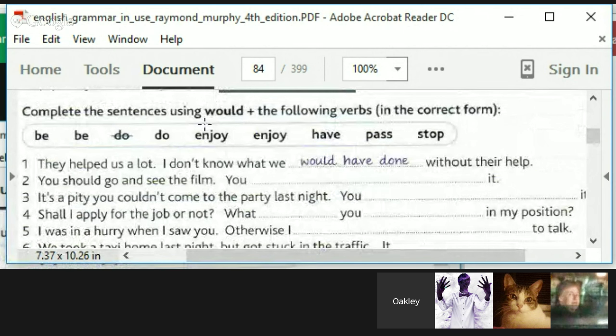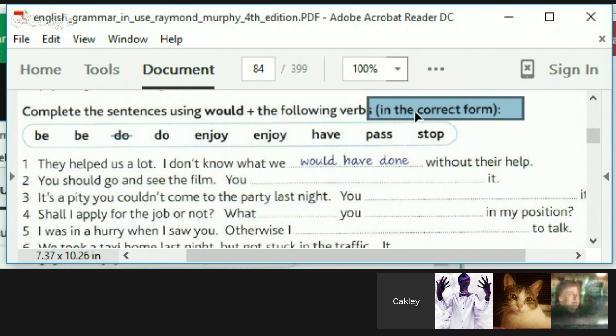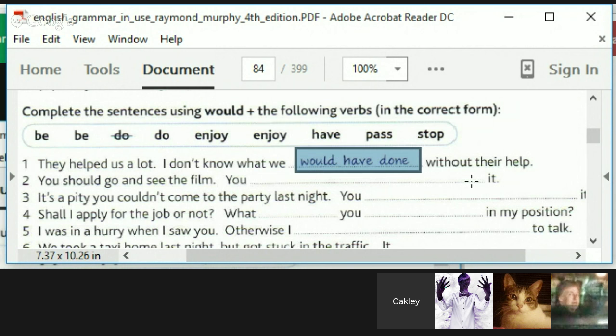Great. Let's move on. Another exercise. You're going to use would and a following verb, and you're going to have to concern yourself with the correct form. Is it present tense? Is it past tense? For example, number 1, they helped us a lot. I don't know what we would have done without their help. Okay, verb to do is used here. It has to be past tense. Would have done. They helped us. Okay, past tense form. Would plus have plus past participle of the main verb. Or it may be present tense. You're going to need to figure it out.